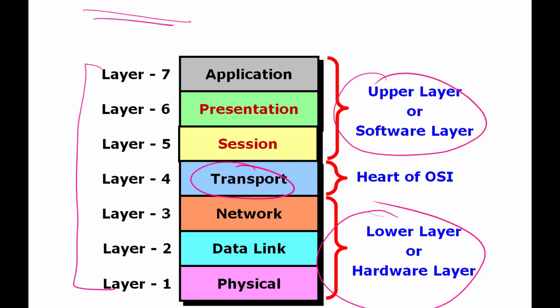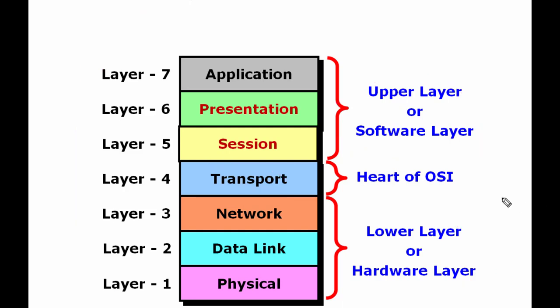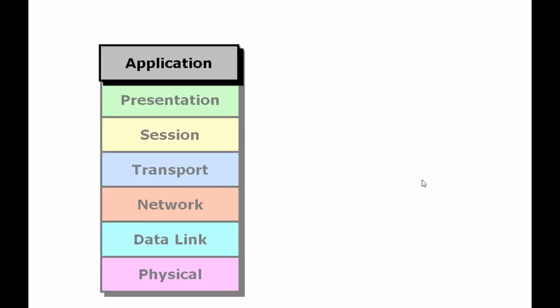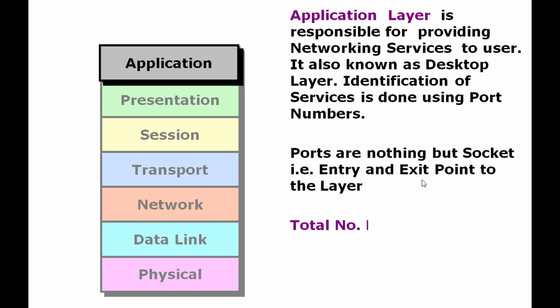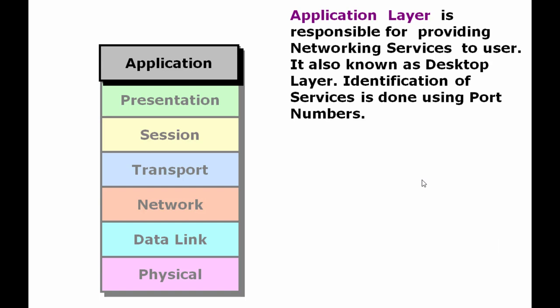So in this video, class number 2, we are going to discuss the exact role of the application layer, because it is the topmost layer of the OSI model. We can check the exact meaning of the application layer. First of all, we need to learn that the application layer is responsible for providing networking services to the user. Now the question arises: what exactly are networking services?